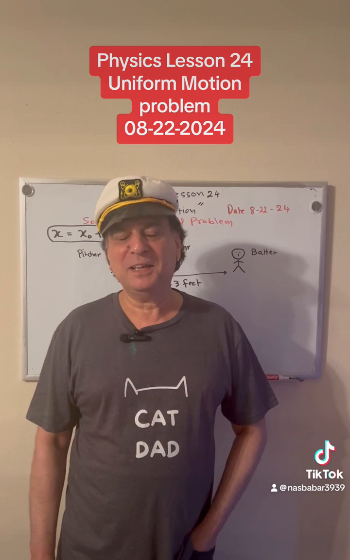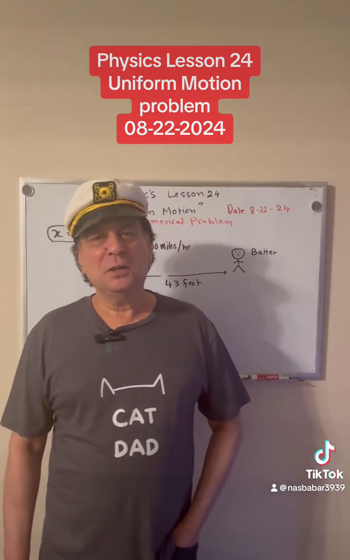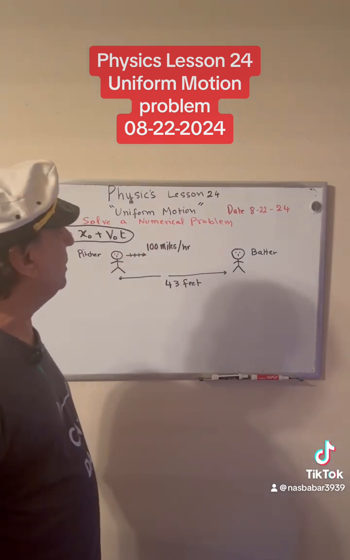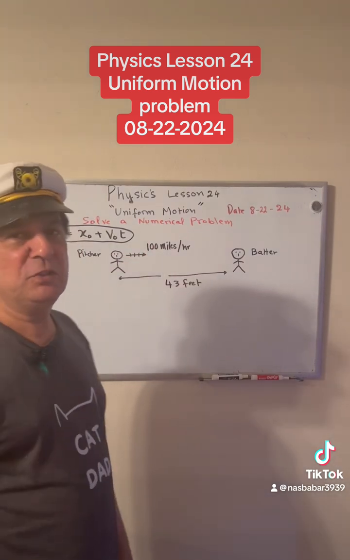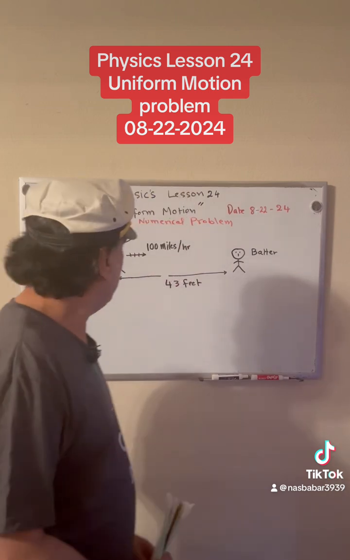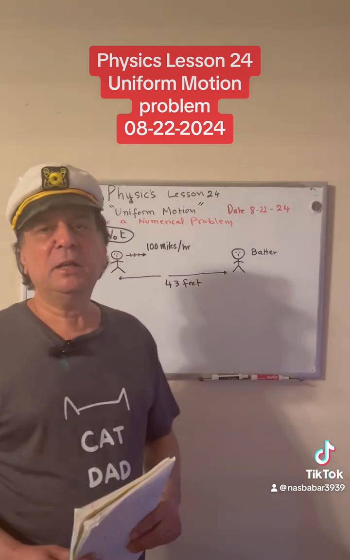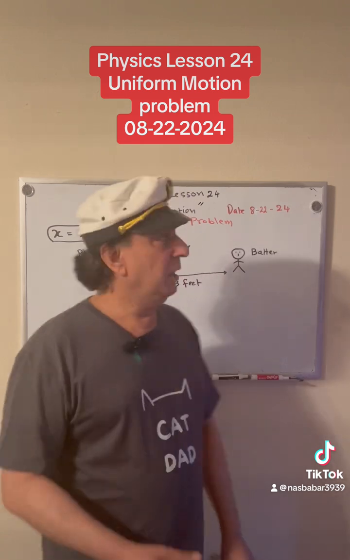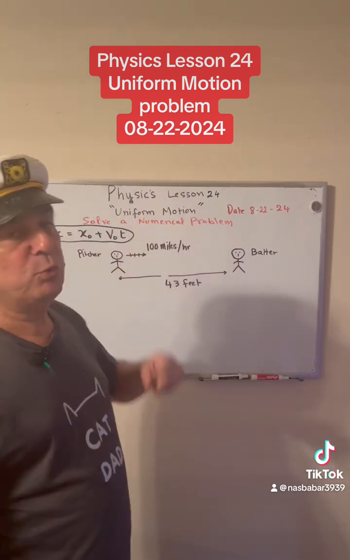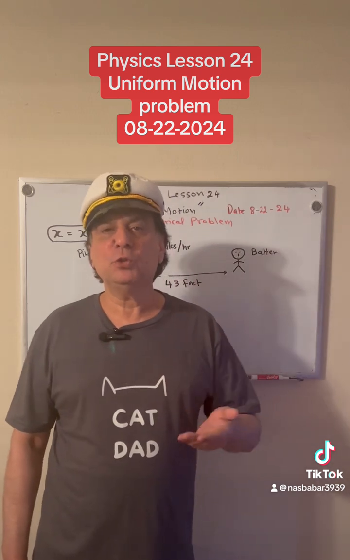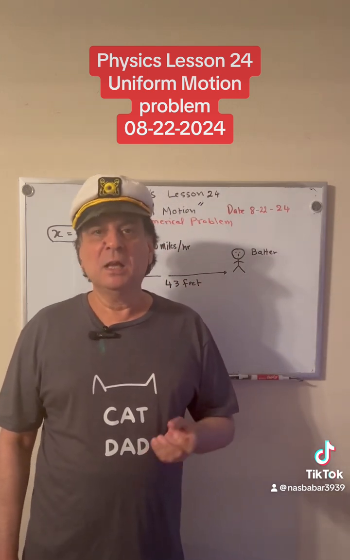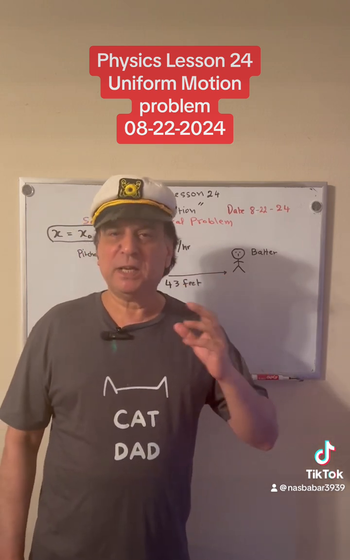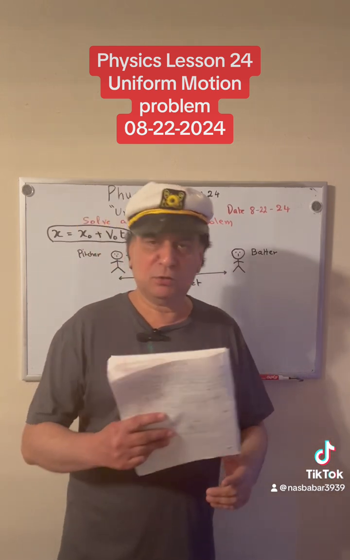So having said that, I'm going to go ahead and start our lesson today. This is going to be physics lesson 24. Date today is August 22nd, 24. And we are going to solve a numerical example in physics. In my last lesson, number 23, I presented you with the first numerical problem. This is the same problem, but it's a little bit tricky. Let's see how we resolve that.